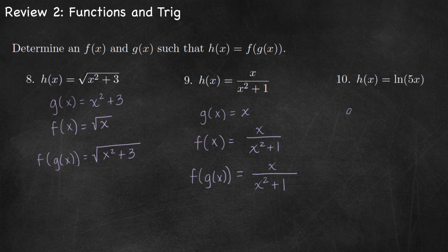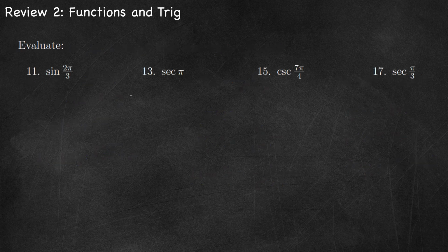Number 10, g of x is my inside function, so I'm going to use what's inside the parentheses for that. g of x equals 5x. And then f of x is my outside function, and that'll be ln of x. And so when I compose this f of g of x, my rule for function f is the natural log of input. And my input is g of x, which is equal to 5x. So that works.